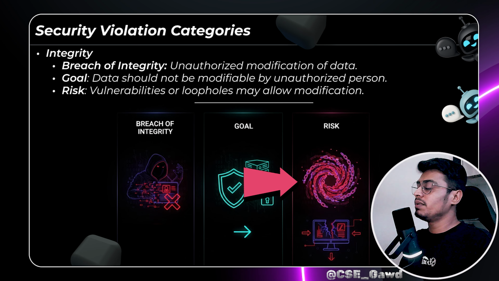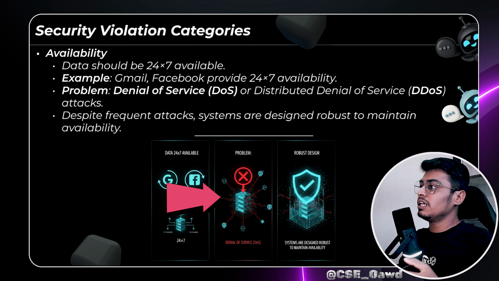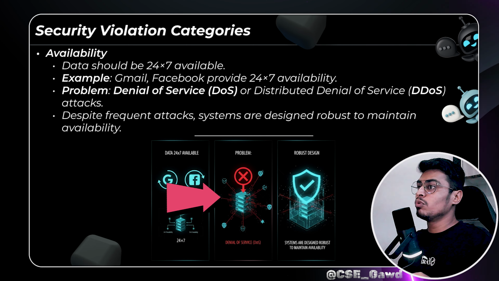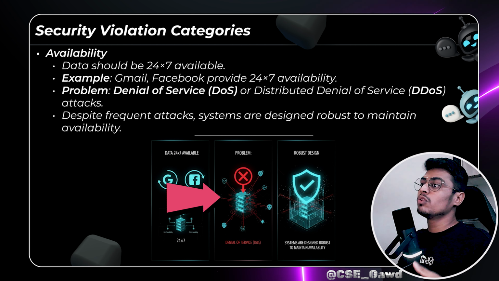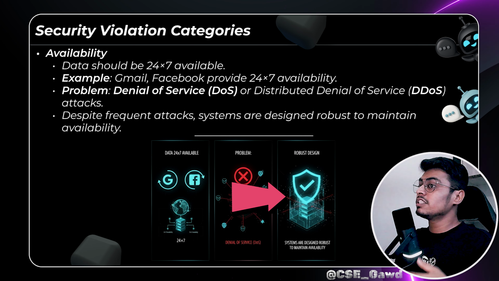And now what is breach of availability? Data should be available 24/7. Look, there is Gmail, you have Facebook, and all other applications provide 24/7 data availability. It's not that someone has imposed the denial of service attack, the distributed denial of service attack, DoS, DDoS, so the system has come to a standstill. Although there are many attacks on them, attacks are happening on a daily basis, but still they have made their system robust in this way that they keep availability 24/7.